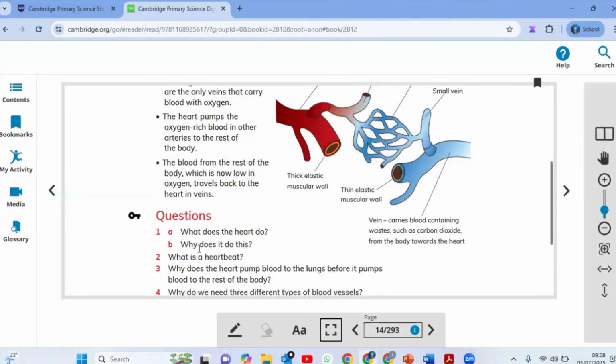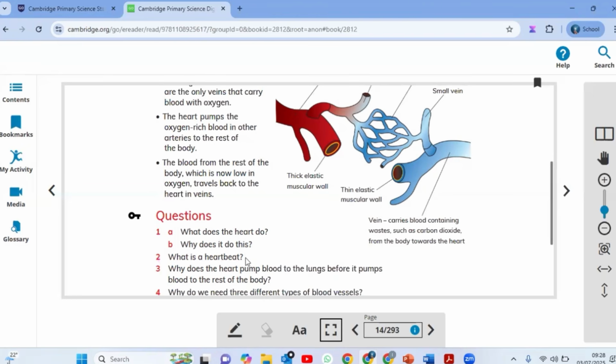Please take your time and answer this question. After that, answer why it does that. Okay, so the first question is asking about the function of the heart and why it does that. For question 2, what is a heartbeat?